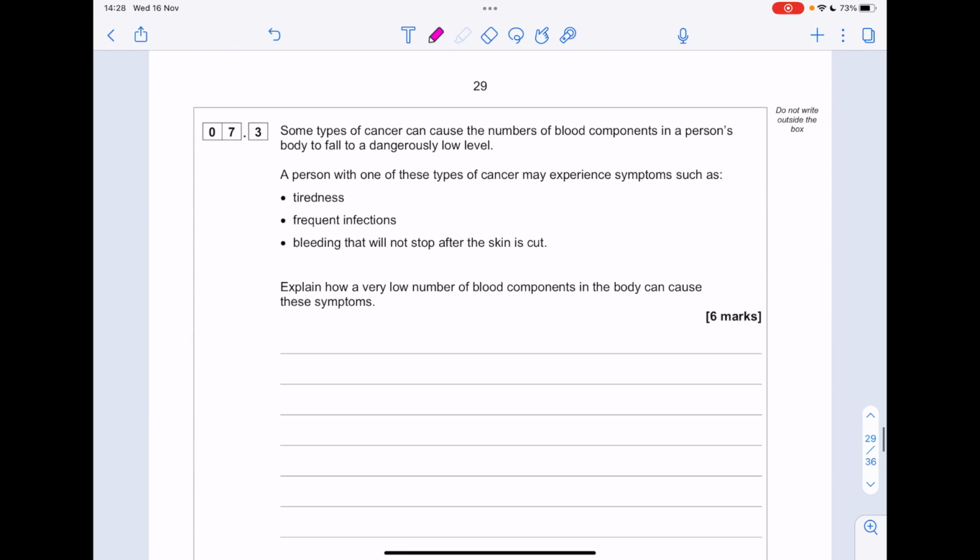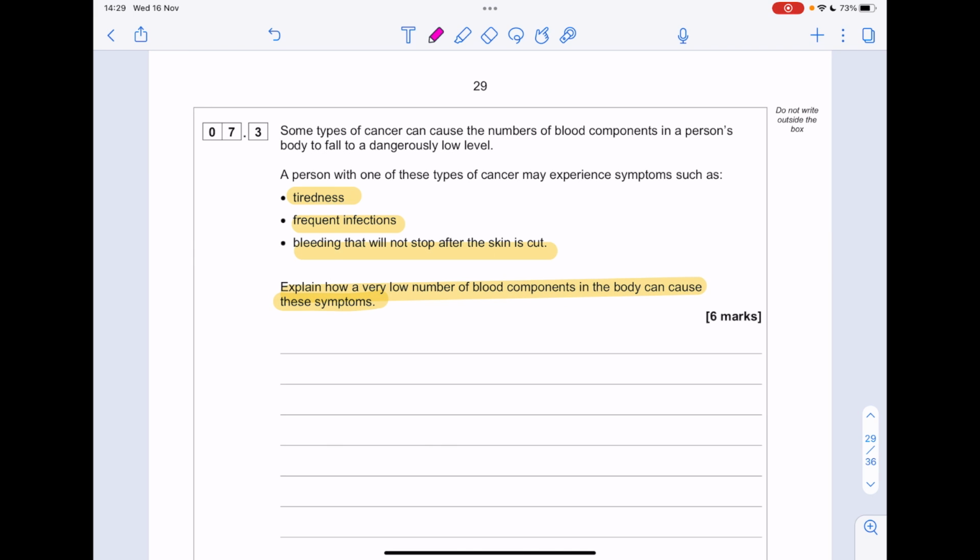Some types of cancer can cause the number of blood components in a person's body to fall to a dangerously low level. A person with one of these types of cancer may experience symptoms such as tiredness, frequent infections, bleeding that will not stop after the skin is cut. Explain how a very low number of blood components in the body cause these symptoms.